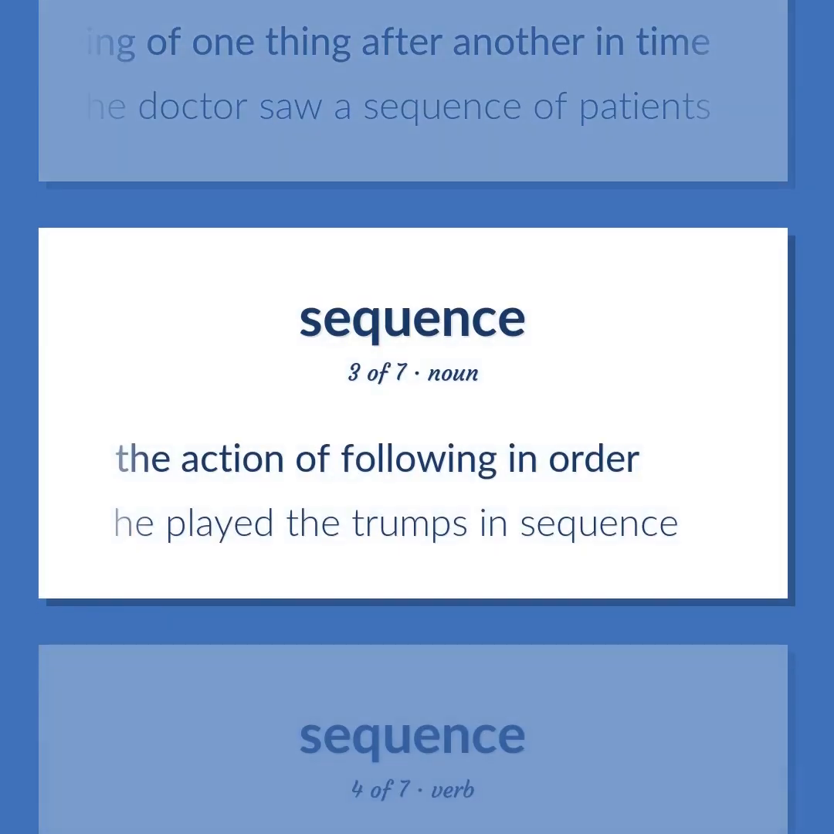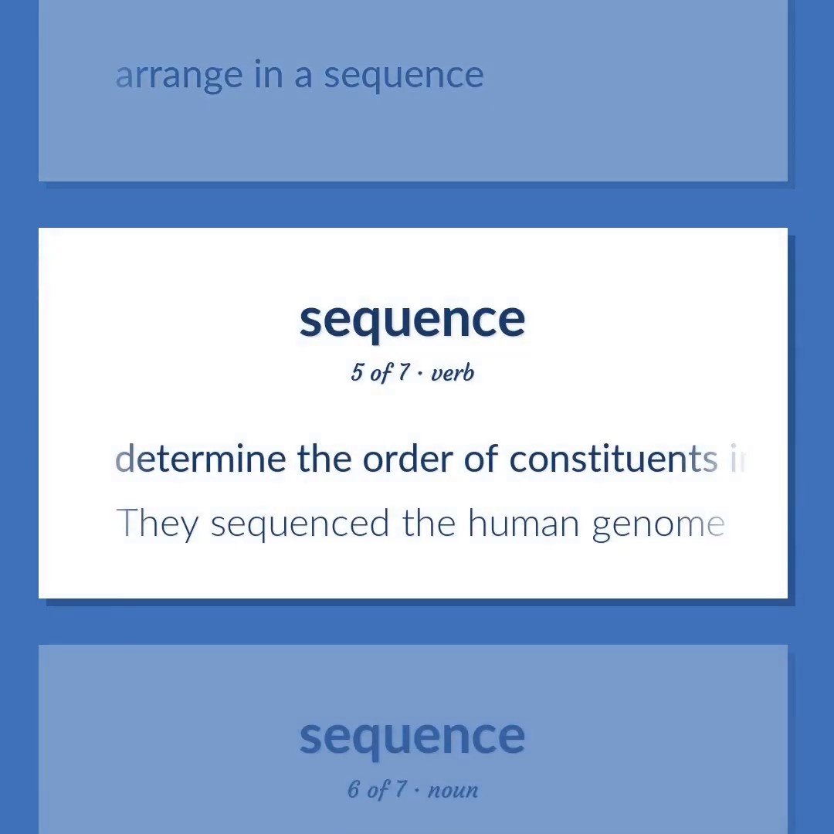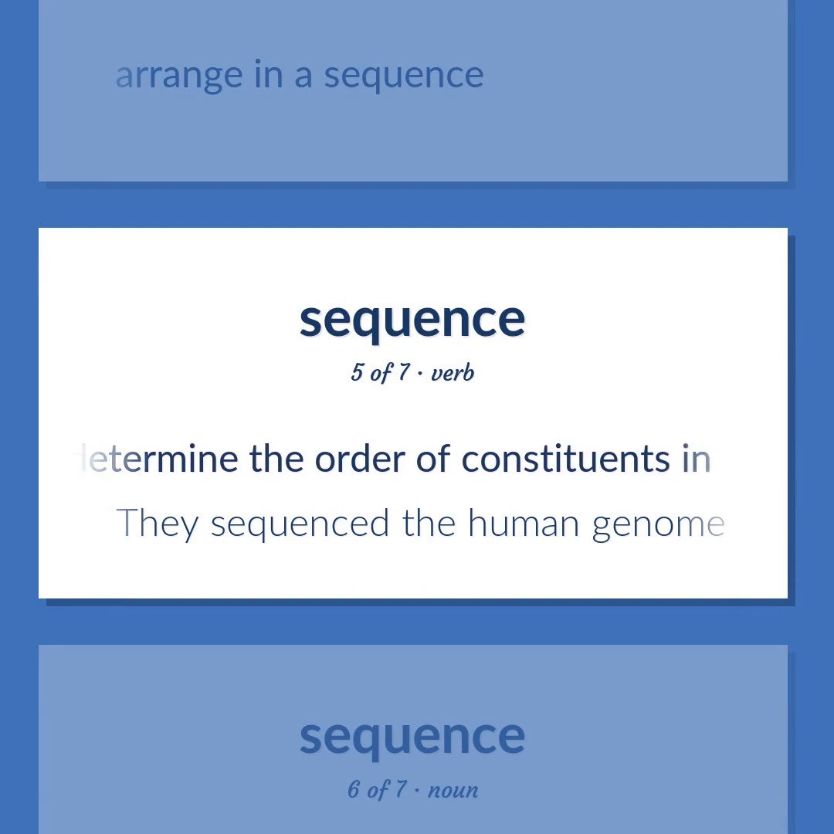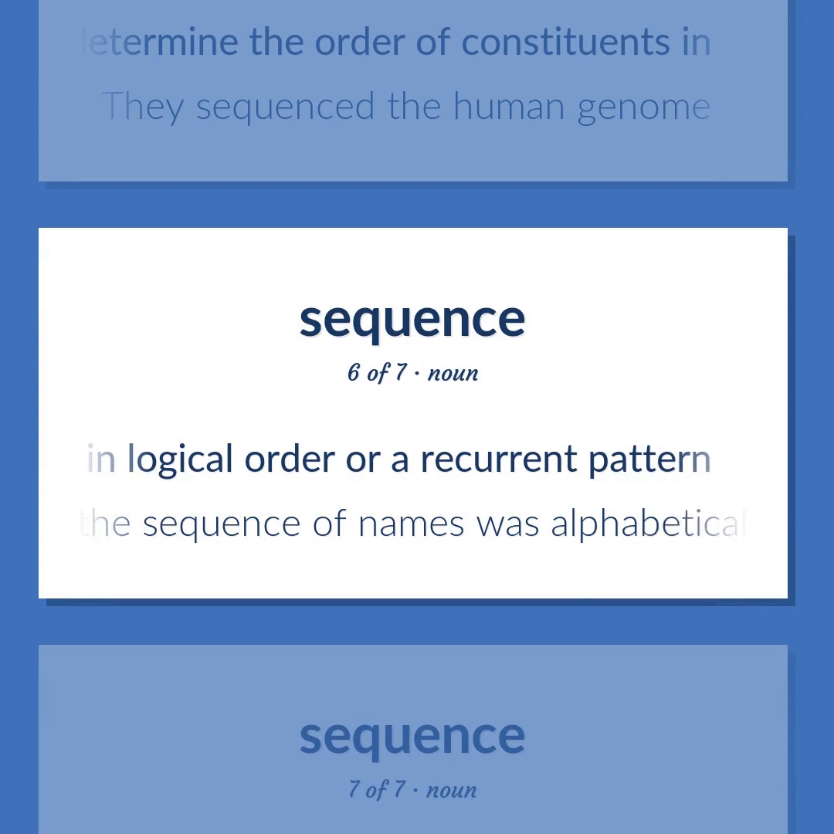The action of following in order. He played the trumps in sequence. Arrange in a sequence. Determine the order of constituents in. They sequenced the human genome. Serial arrangement in which things follow in logical order or a recurrent pattern. The sequence of names was alphabetical.